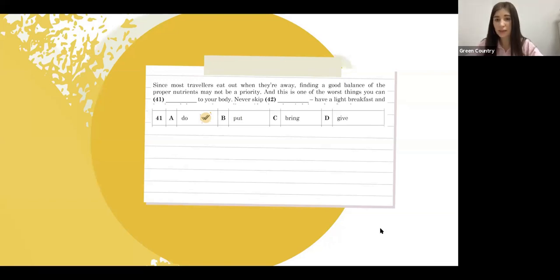"Put to your body" doesn't make any sense. "Bring to your body" can be, but not in this context exactly, because we're talking about some bad things. And "give to your body" means to feed yourself, literally, but here it doesn't make any sense because we are talking about skipping, for example, breakfast.